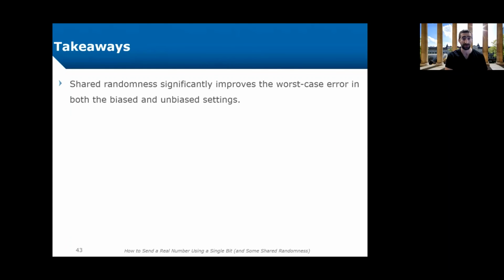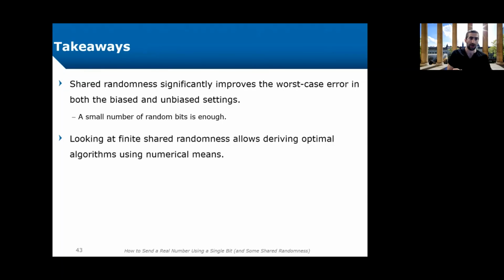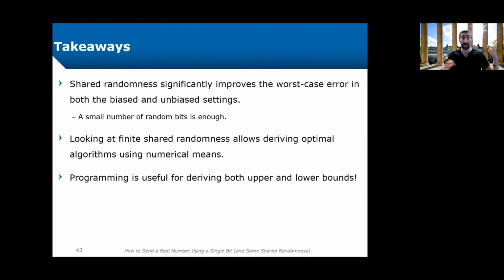Okay, so what are the takeaways here? Shared randomness helps in both biased and unbiased settings. Even a small number of bits is enough, and actually using a small number of bits is exactly what enabled us to construct a near optimal algorithm for that. And we use programming for both the upper and lower bounds, which I find quite interesting in a theory paper.